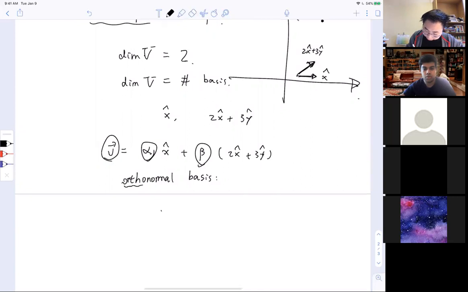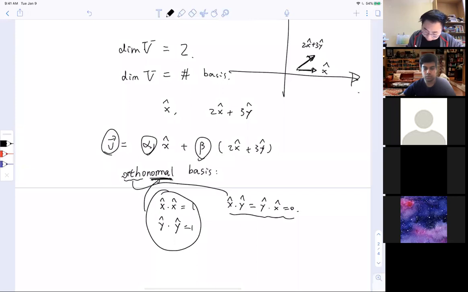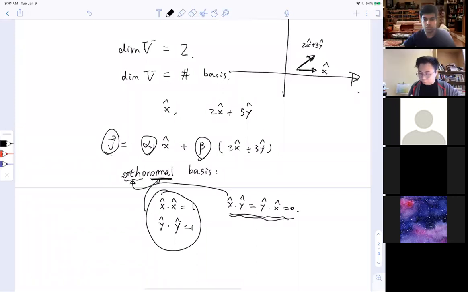Cartesian coordinates, we know that x dot x equals 1, y dot y equals 1, and x dot y equals y dot x equals 0. The first two correspond to normal, meaning that the length is 1. The last corresponds to orthogonal. They're orthogonal to each other.